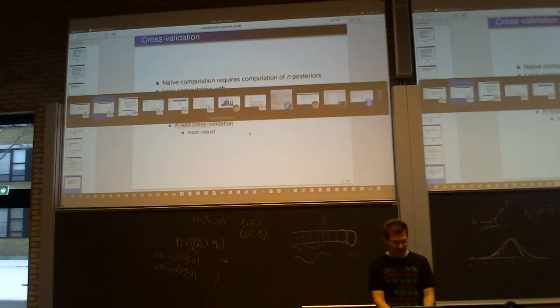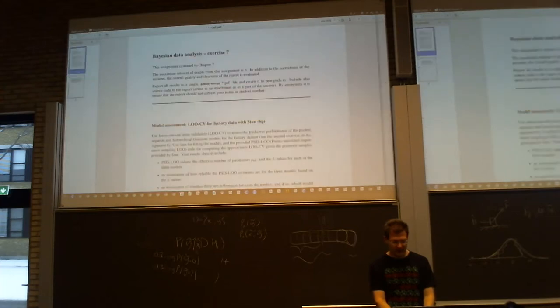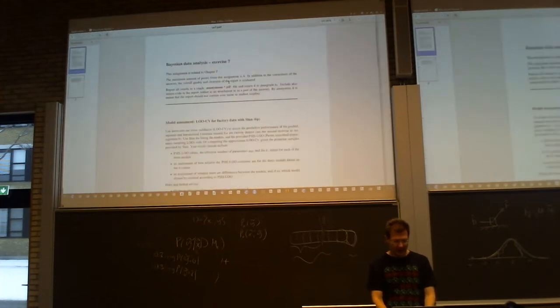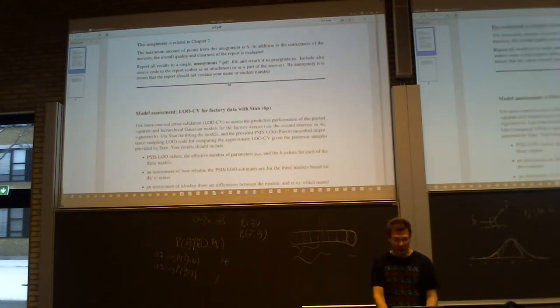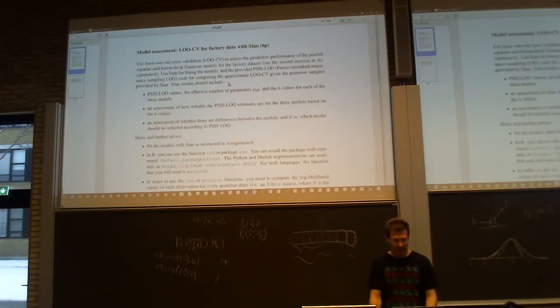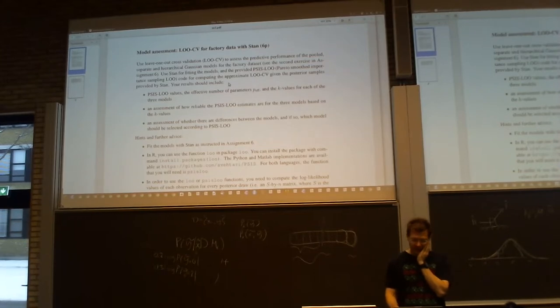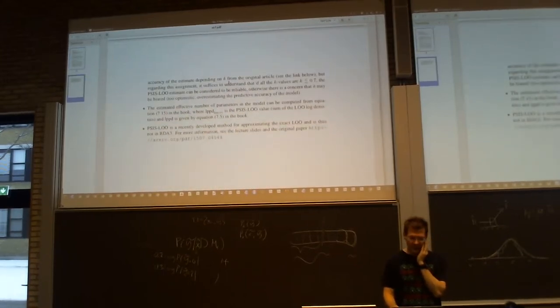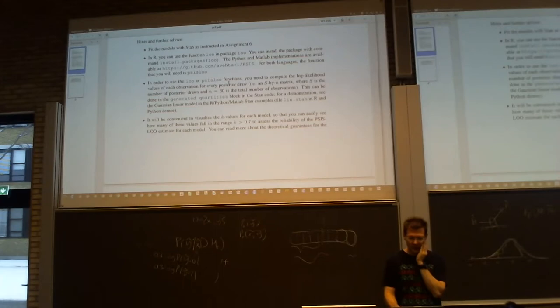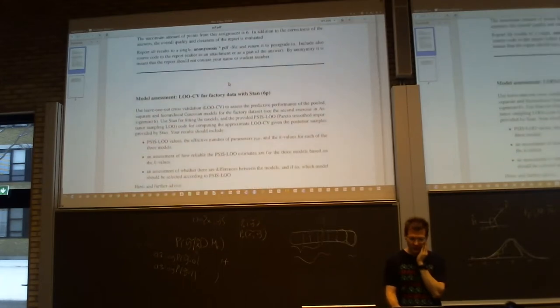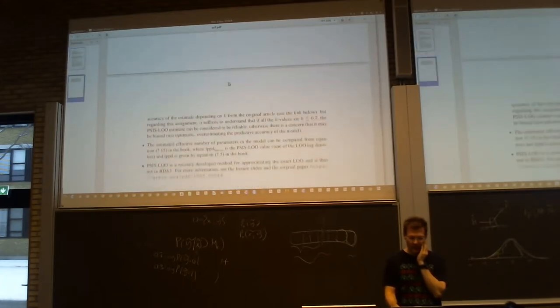Your assignment is then for this. So there's a hierarchical model, factory data, and you're using the Pareto-smoothed importance sampling leave-one-out, which is the topic for Thursday. And then you compare the hierarchical model and the pooled model in this factory data case.